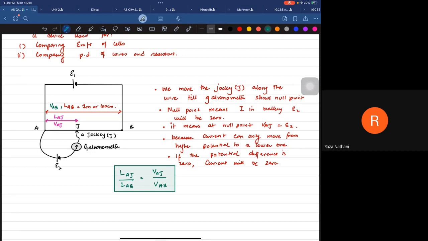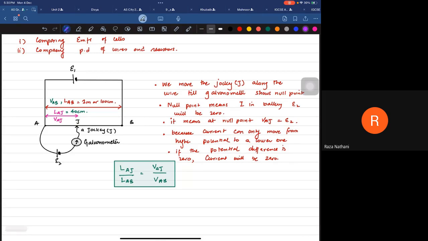Now let's suppose that we're interested in finding E2, and this length comes out to be 40 centimeter. So we can simply use this formula. This voltage was given as 10.0 volts. Length AJ was 40 centimeter, this is for E2. And length AB is 100 centimeter, as you can see. Voltage AJ we don't know, and voltage AB is 10. So if you multiply that, it should come out as voltage AJ to be 4 volts, right?